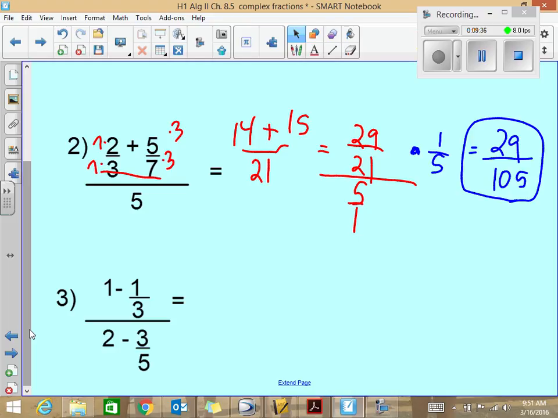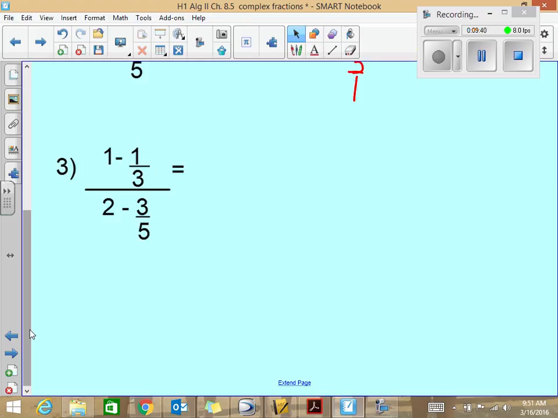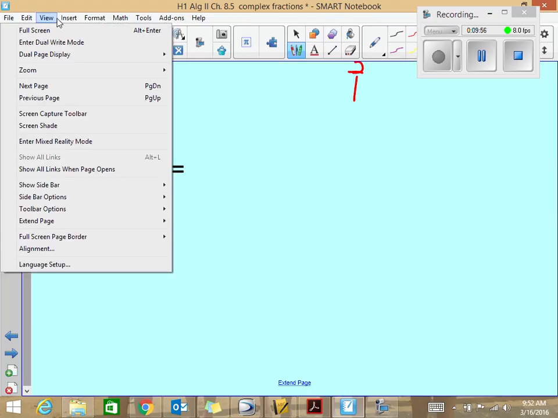Now, let's try another one. Again, our goal here is fraction over fraction. This is not a fraction yet, it's a fraction problem, so I need to make it a fraction. What's my denominator at the top going to be? 3.